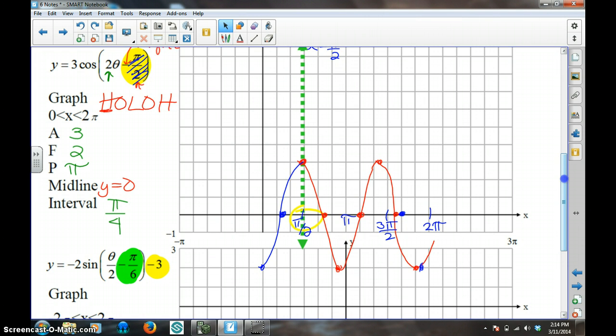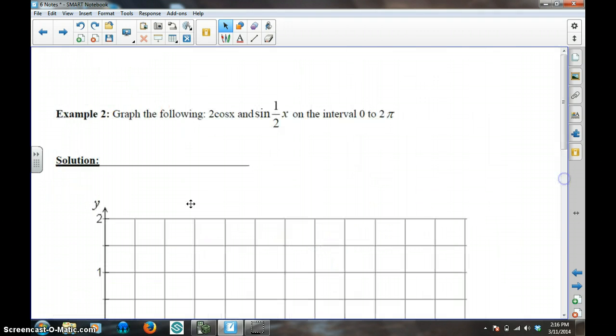Anyway. Okay, now to do systems, this is page 47 in your notes. Generally speaking, we just want to take these two graphs that they've given us. They're asking me to do the graph of 2 cos x followed by the sine of 1/2 x on the interval from 0 to 2 pi.